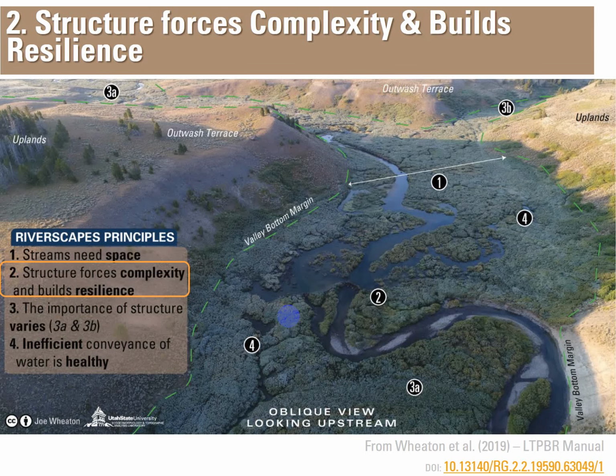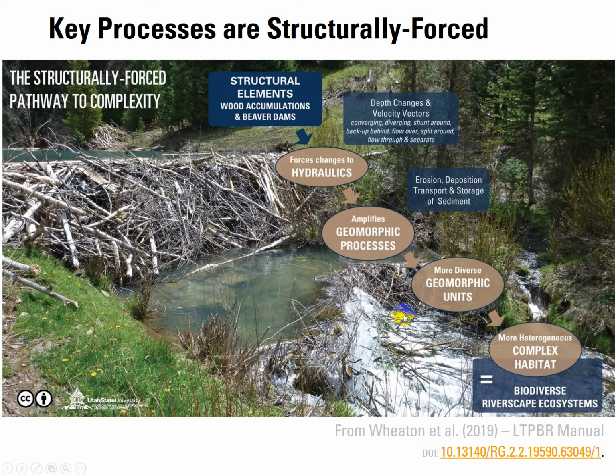So, principle number 2, structure forces complexity and builds resilience. And if I'm being totally honest, this is one of those principles that you could unpack into 3 or 4. This is going to be the one that takes us the longest to explain. There's a lot buried in here, but if we just look at this figure, well, what's the structure? There's a big beaver dam across here and a couple little secondary ones. That's making much more complicated habitat, which is making it resilient to disturbance. So let's unpack the component pieces.